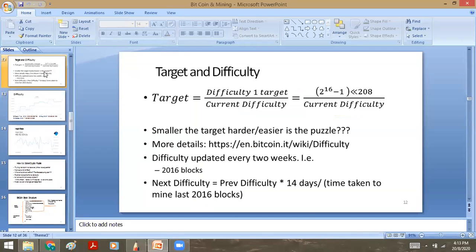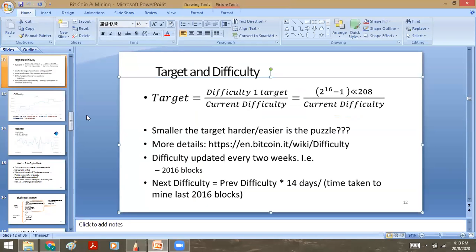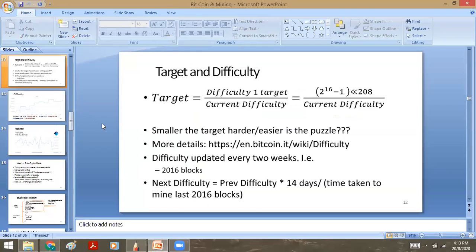Say for example, how the difficulty is decided. Target equals difficulty 1 target divided by current difficulty. That is how it will calculate. So you can go and explore how the difficulty is decided. Difficulty is updated every 2 weeks. So for every 2016 blocks, a new difficulty will be generated.